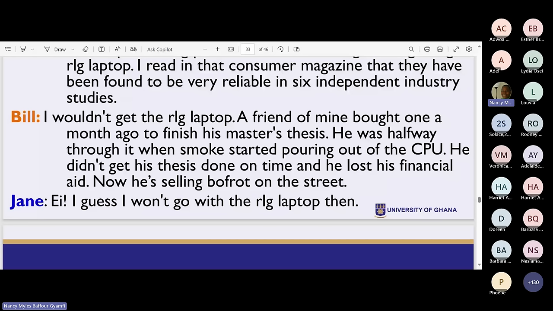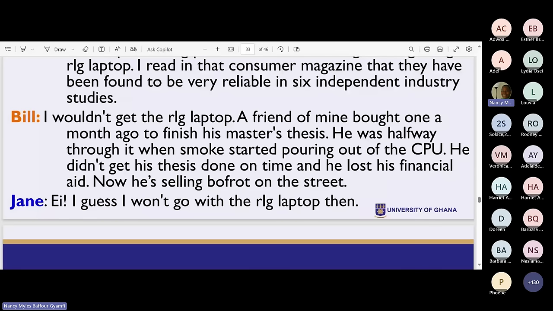Now, this is misplaced vividness, overly dramatizing, overly emphasizing, to the point of blowing the conclusion out of proportion. One instance of an RLG laptop that you claim your friend had a bad experience with. You said because of that, the graduate is selling bofro. Do you know bofro? He's selling bofro in town. Look at the consequences of using RLG. That's what the person is trying to do. This is misplaced emphasis, misplaced vividness.